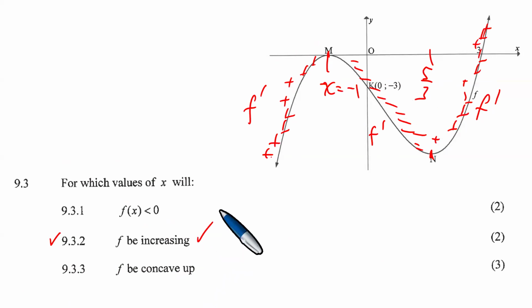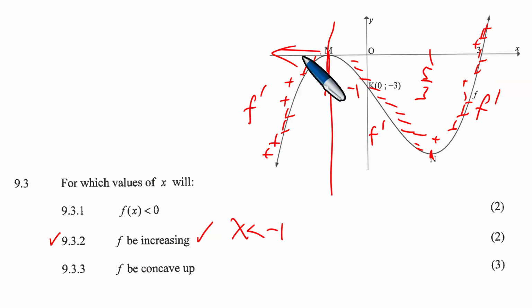So when is f increasing? It is increasing to the left, when x is less than -1, because that is when the slope is positive. As you proceed across the graph to the right, the function is decreasing, and it begins to increase again immediately after the turning point. That happens when x is bigger than 5/3.